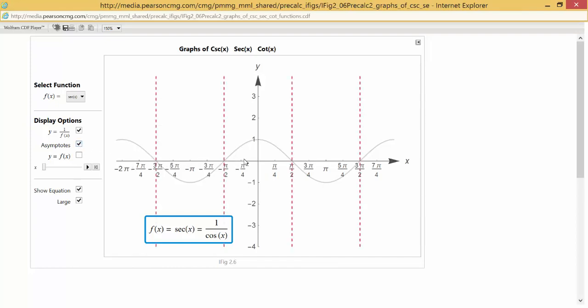So everywhere we have a point at the middle of cosine, that's where secant will be undefined, and that's where the asymptotes will go. And then if we look at the actual graph here, we can see that reciprocal relationship that occurs with those U-shaped graphs in between those asymptotes.